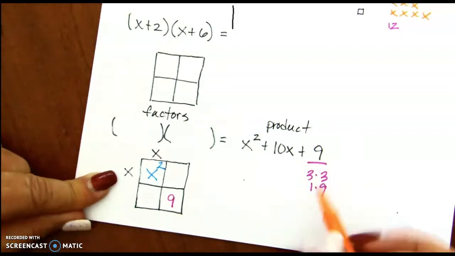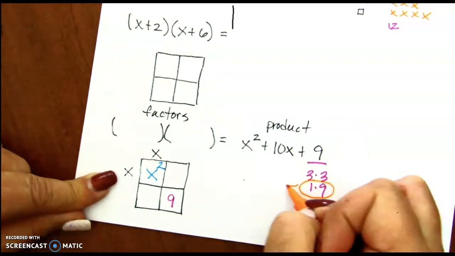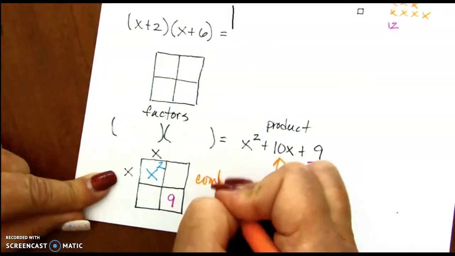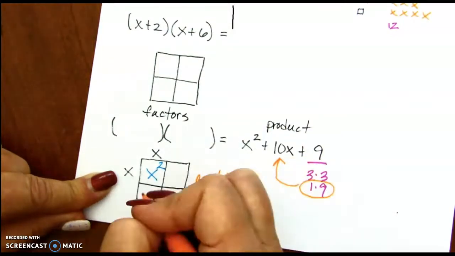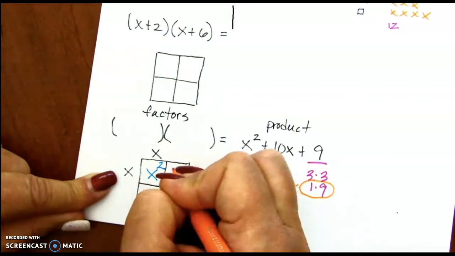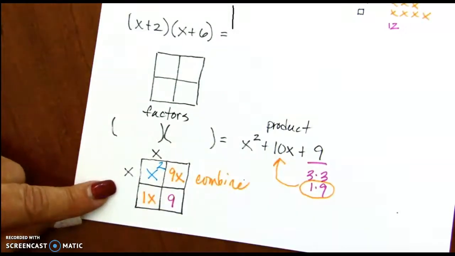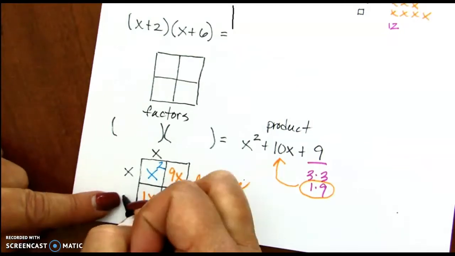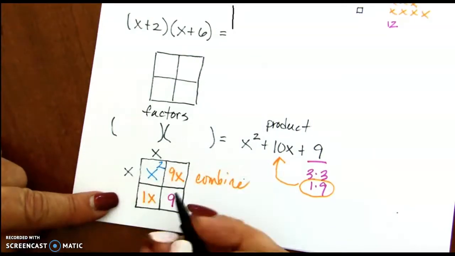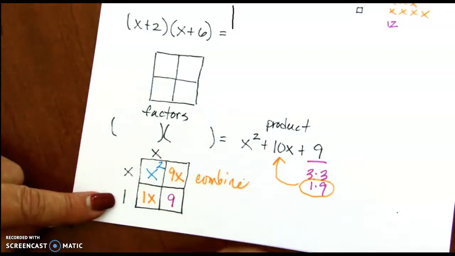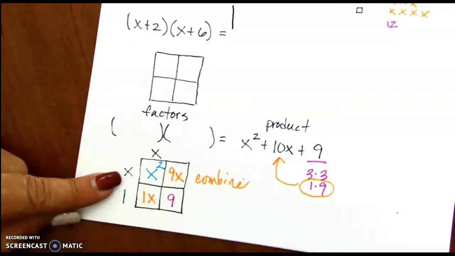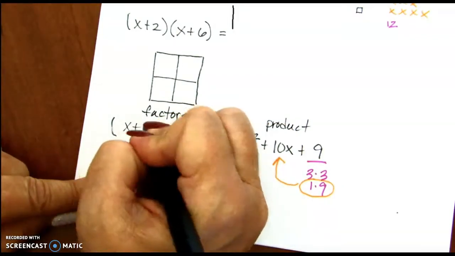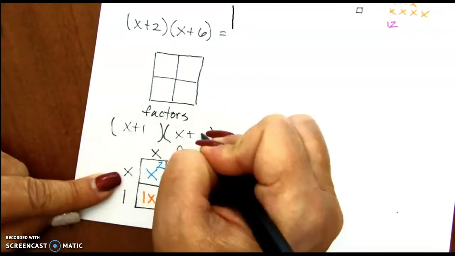1 and 9 do make 10. So they should combine to make 10. So I have 1x and 9x. All right, so now I just have to figure out the rest of the outside of my box. What times x makes 1x? 1. And x times what makes 9x? 9. So my factors are x plus 1 and x plus 9.